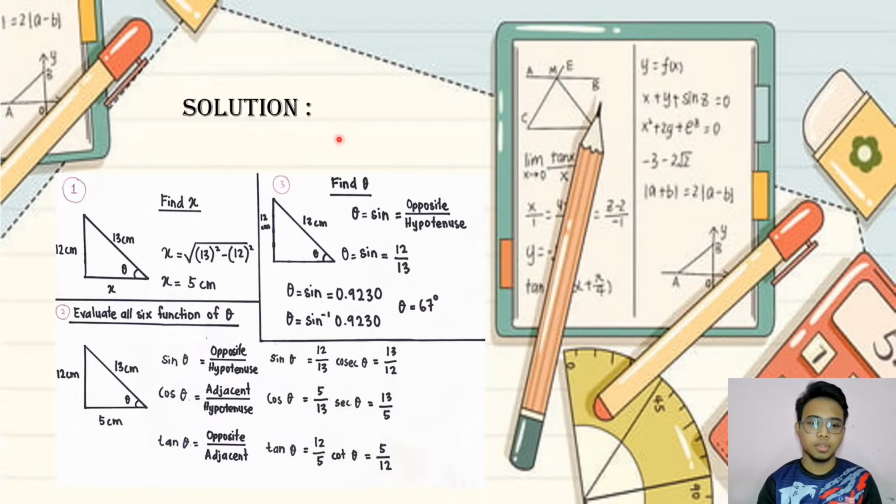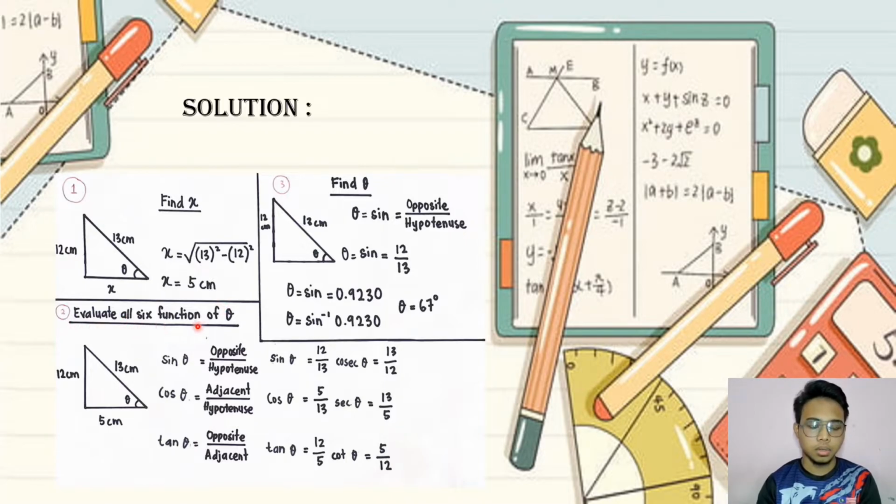This is the solution of question 1. First, find x. This is the triangle of question 1. So x equals square root of (30)^2 minus (12)^2. So x equals 5 centimeters.